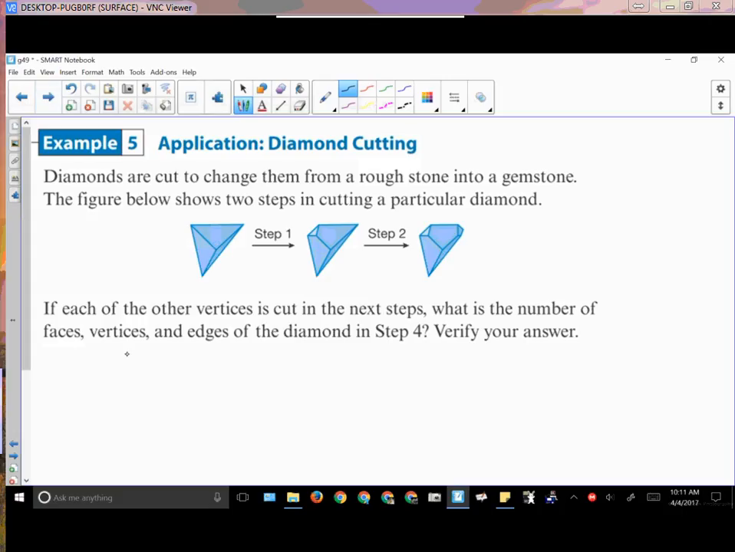Okay, so let's go with our starting point. So if I want vertices, edges, and faces. So how much does the first one have? The original. How many vertices?